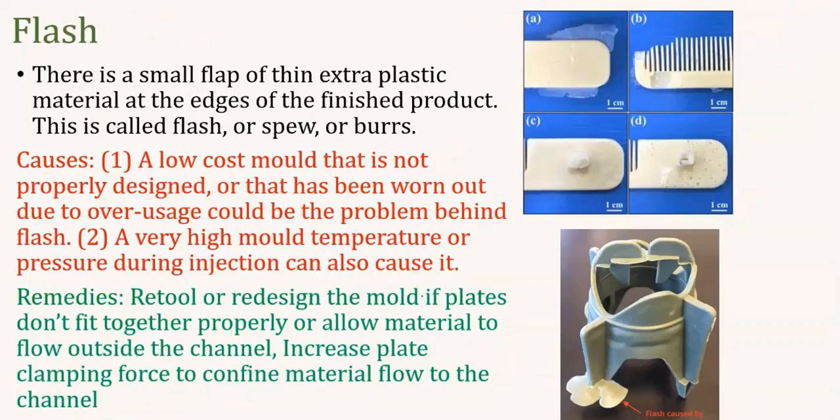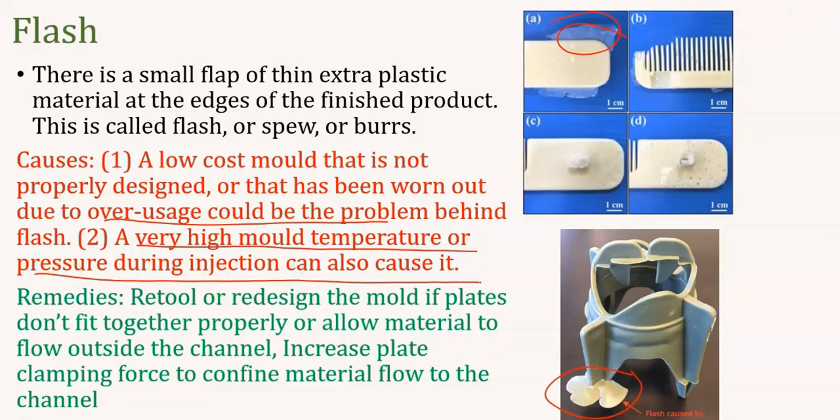And the next one is flash. Flash is a common defect related to both the material and the mold, but the cause is different. Causes and remedies are different. The thing is the same, there will be some extra material which comes out of the mold, right? So what are the causes related to the mold? A low cost mold that is not properly designed or that has been worn out, and also overuse, right? Very high mold temperature or pressure during injection molding will also cause flash.